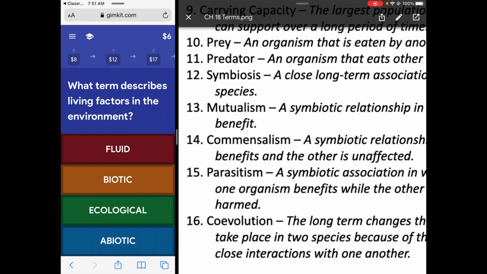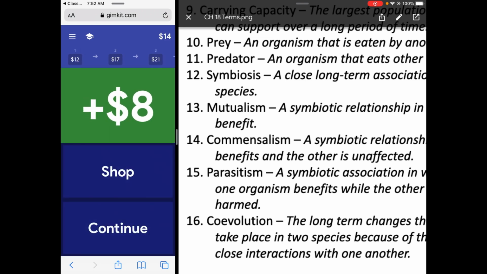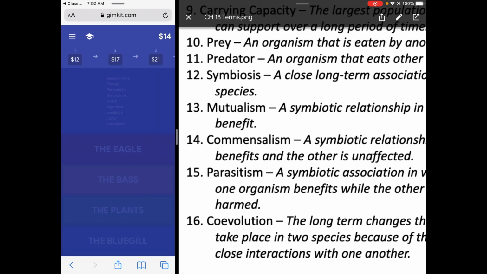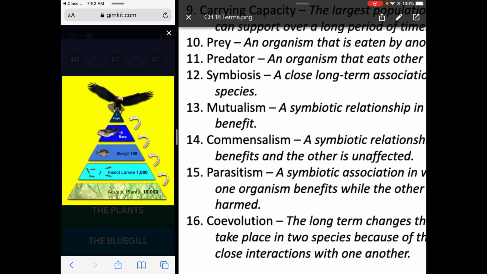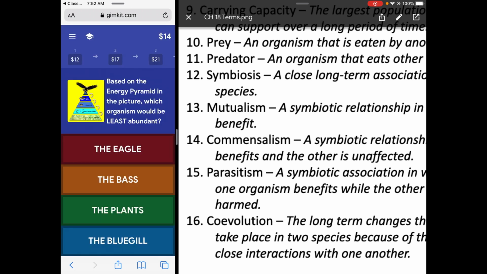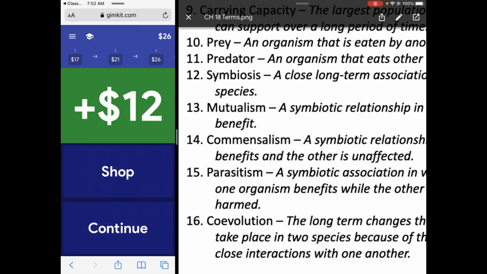Living factors in the environment are biotic. So I got $8 on my first question. Continue. And based on this pyramid, which would be least abundant? Least abundant would be the one in the smallest space. So that's going to be the eagle. We talked about that in the book questions.